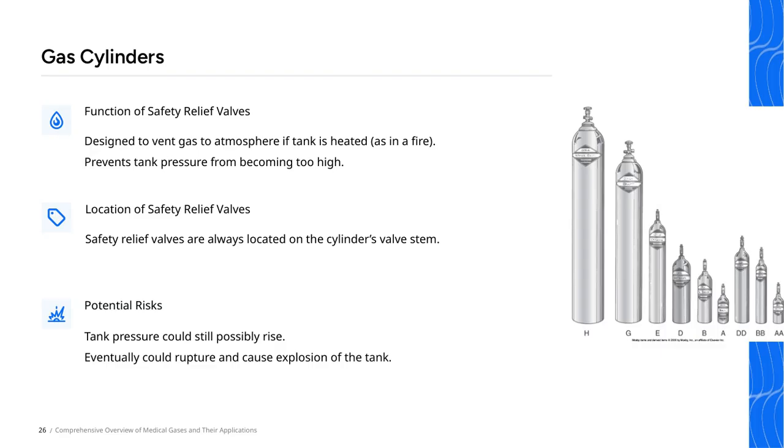By doing this, they prevent the pressure inside the tank from becoming dangerously high. So, these safety relief valves are an essential safety feature. They act as a safeguard to protect both personnel and equipment by releasing excess pressure before it reaches a critical level. This underscores how important proper safety measures are when handling medical gases.